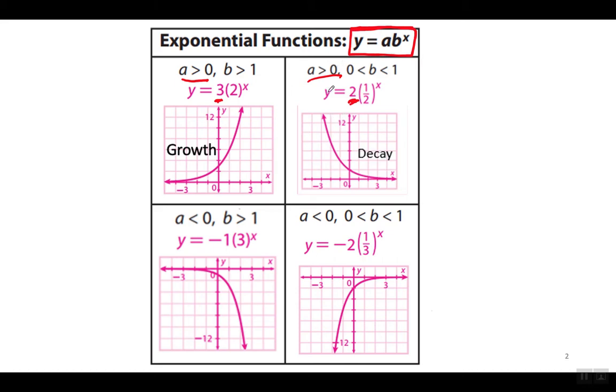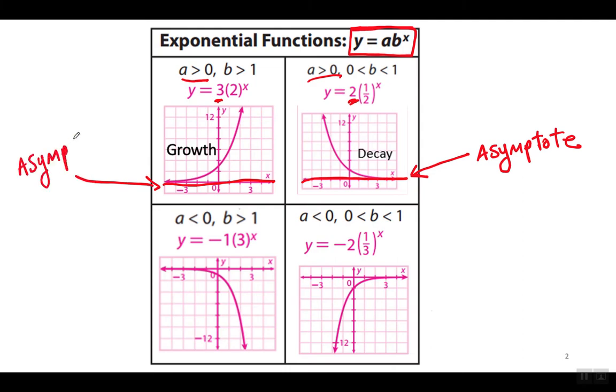Now the other thing I want you to notice. You see this line right here? Look at this line. I know it's the x-axis, but let me call it something else for a moment. Let's call it an asymptote. I know it may sound a little funny, but that line is called an asymptote.